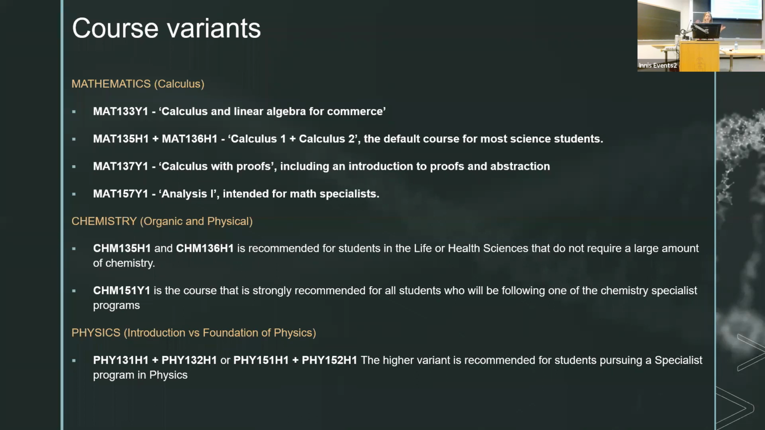And physics, again, there are 2 different sets of first year physics courses. Physics 131 and 132 is totally appropriate for the life science programs. Physics 151 and 152 is a more accelerated version of first year physics and better suited to those students who are planning on pursuing a program in physics.